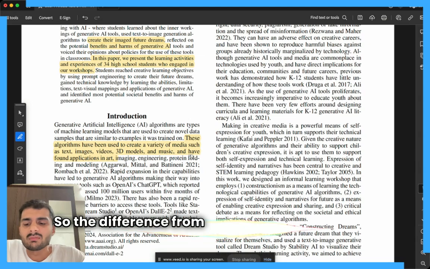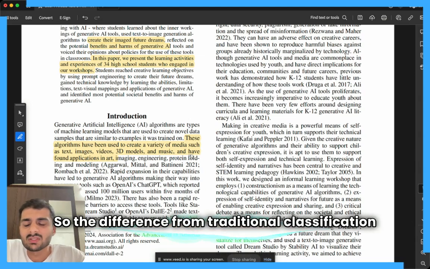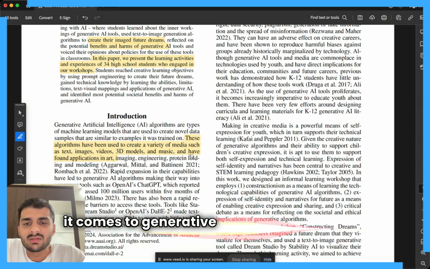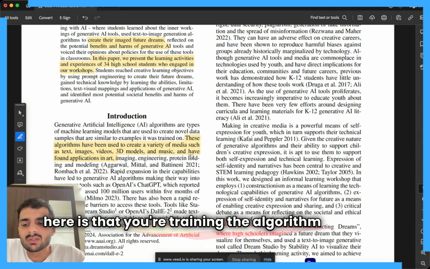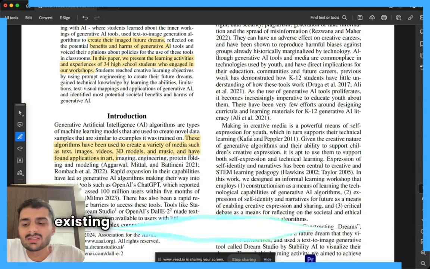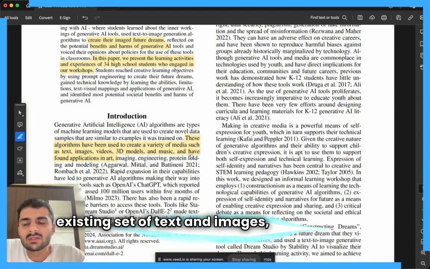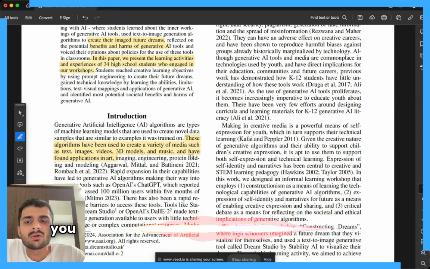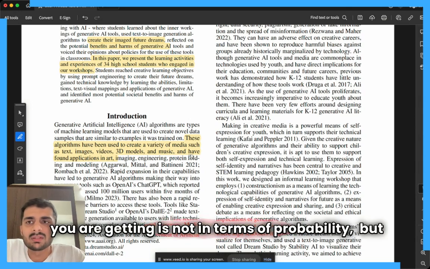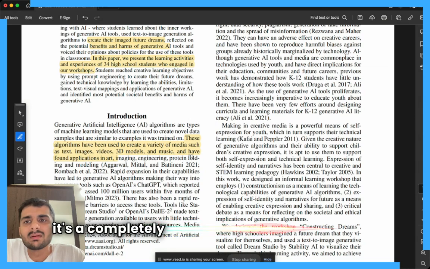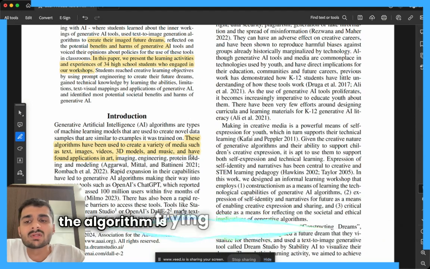The difference from traditional classification type of problems when it comes to generative AI is that what you're doing here is that you're training the algorithm based on an existing set of text and images, and the output that you're getting is not in terms of probability, but it's a completely new text or a new image which the algorithm is trying to generate.